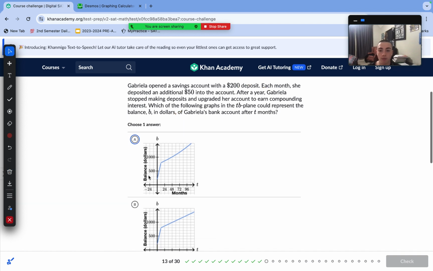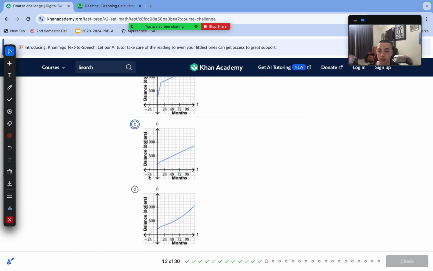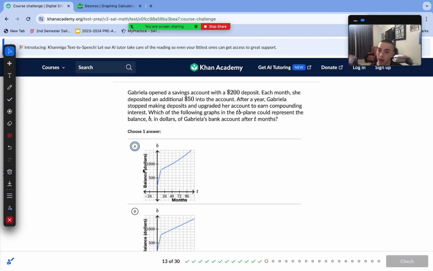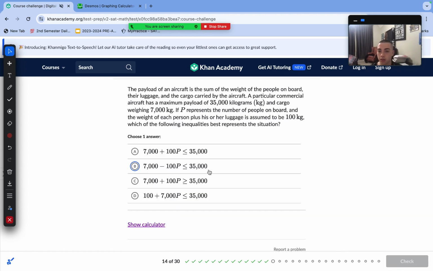Gabriella opened a savings account with a $200 deposit. Each month she deposited an additional $50. After a year, she stopped making deposits and upgraded her account to earn compound interest. Which of the following best represents this? So we had that constant rate of increase over time for a year. So for only 12 months, that constant increase of $50 per month was there. It looks like A. Then after that, we started following an exponential curve, a slight exponential curve, because obviously that's what compound interest is. Answer choice A is the only one that makes sense in this scenario.